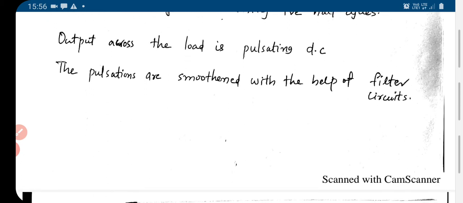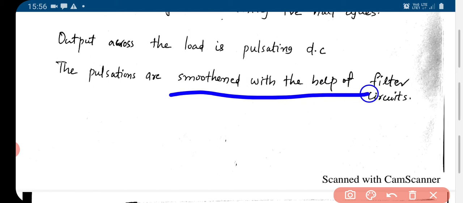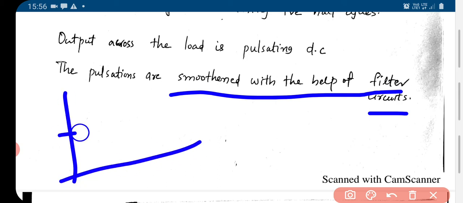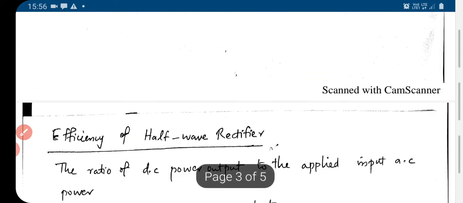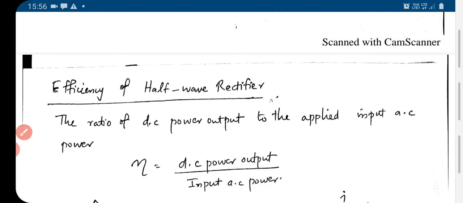So pulsations are there, and they can be smoothened with the help of a filter circuit. We will learn how filter circuits can be used to smoothen the pulsations, so that we get an almost straight line DC. Okay, so that is it. Now let's do some calculations.